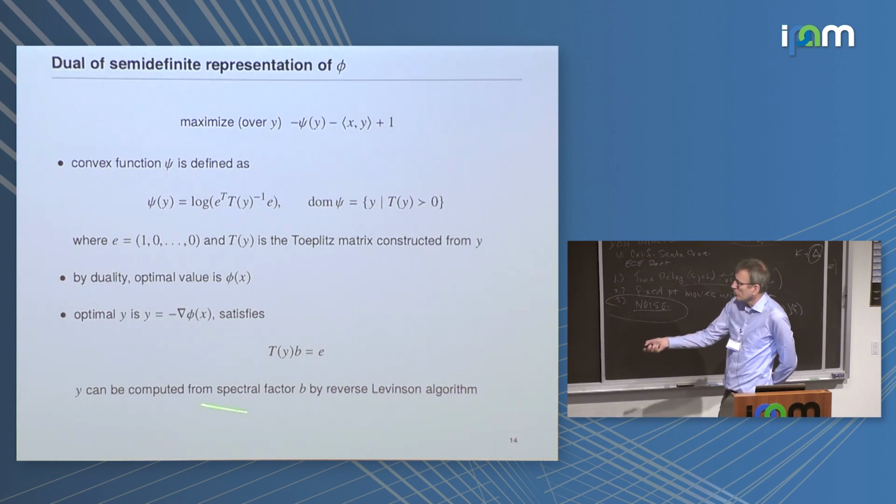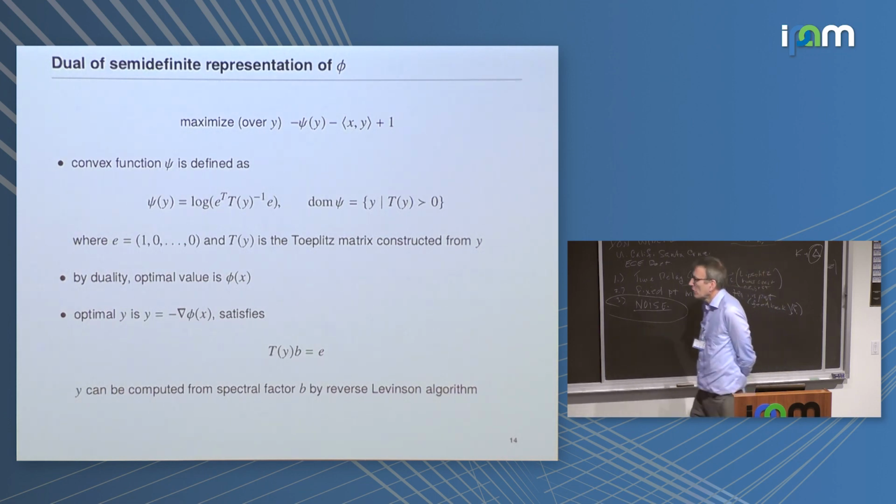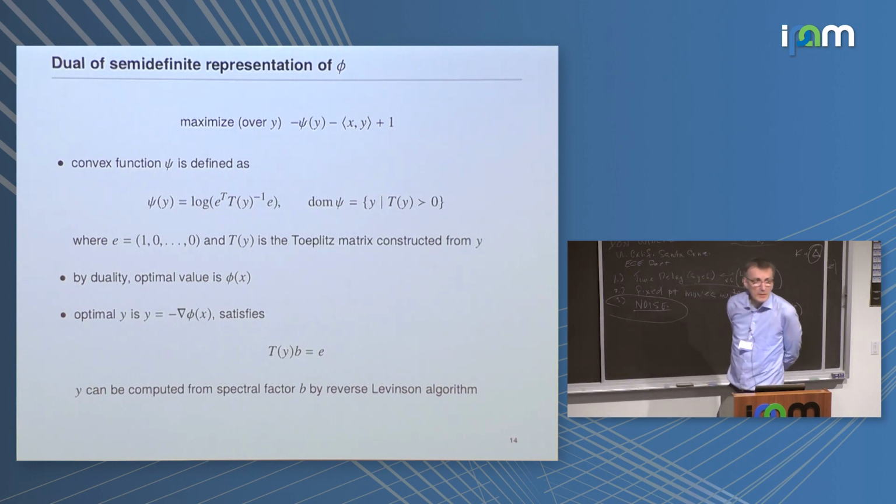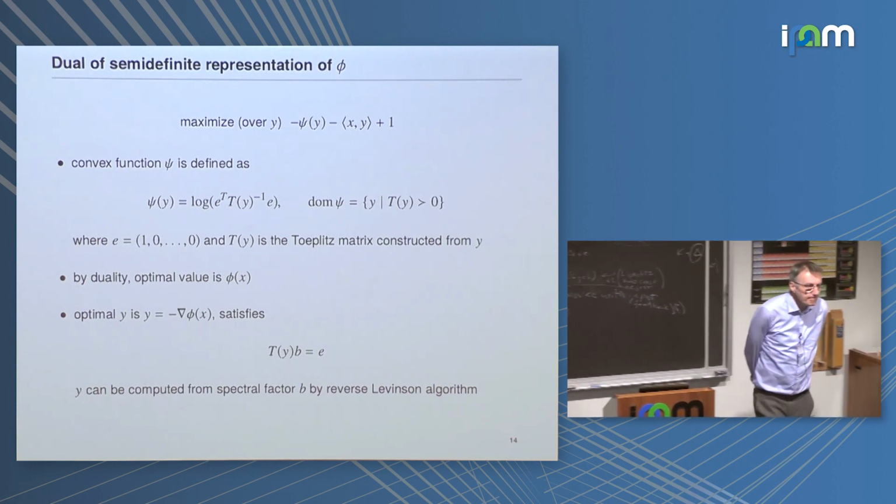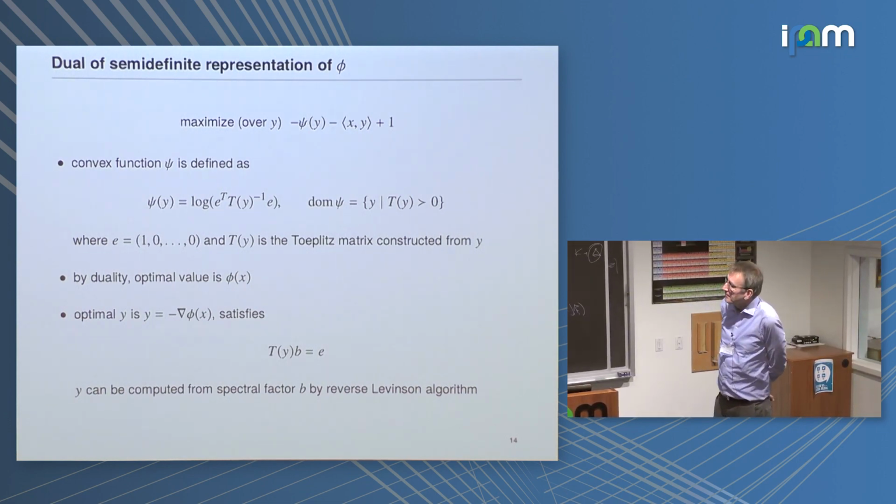And it's actually a reverse form of the Levinson algorithm that solves this. Given b, compute y. So that can also be done quite efficiently. Yes? So this is a convolution? Is it like a convolution? The equation? Yeah. More like a correlation.